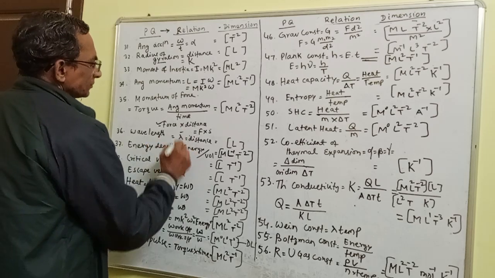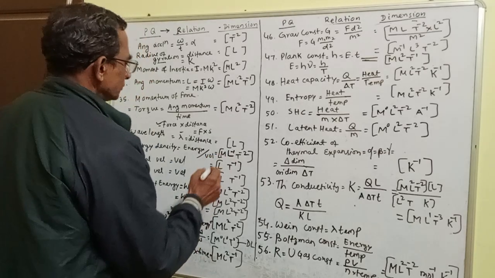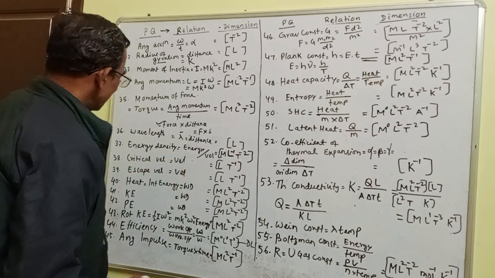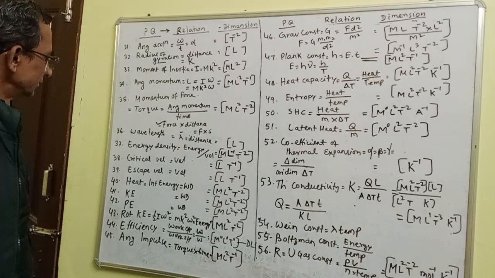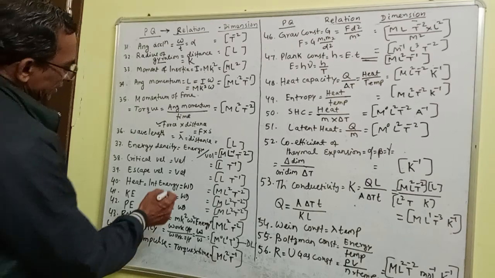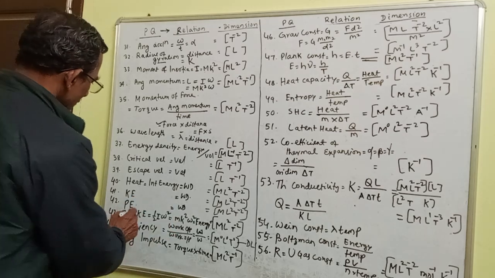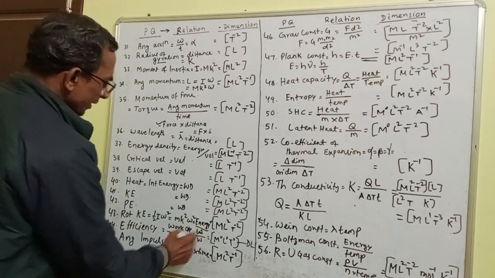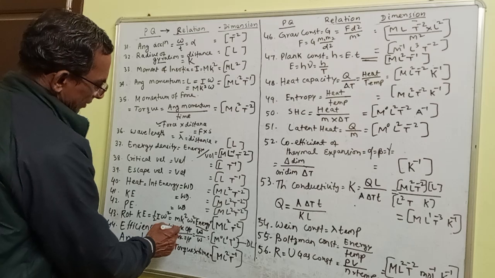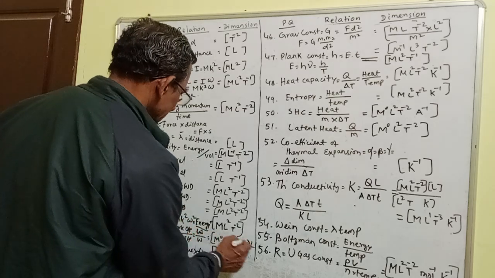Wavelength is a distance. Energy density is energy per volume. Critical velocity is velocity. Escape velocity is velocity. Heat is energy. Internal energy is also energy. Kinetic energy is also energy. Potential energy is also energy. Rotational kinetic energy is also energy. Efficiency, output work by input work, is dimensionless.